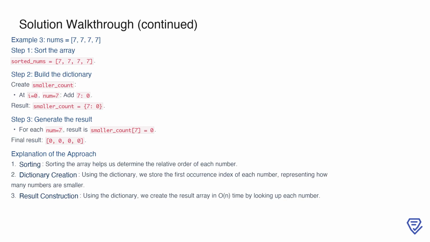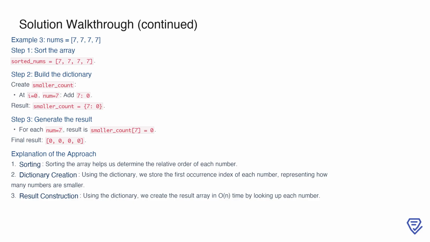Now let's consider the case where all the numbers in the input array are the same. For example, if nums = [7, 7, 7, 7], the sorted array is sorted_nums = [7, 7, 7, 7]. Observing this, we see that all the numbers are identical, meaning no number is smaller than any other.